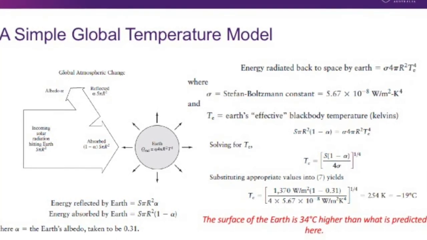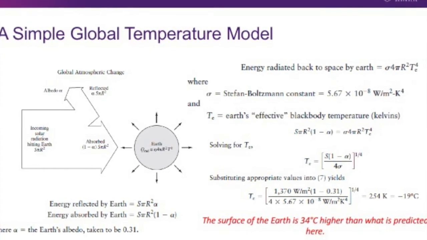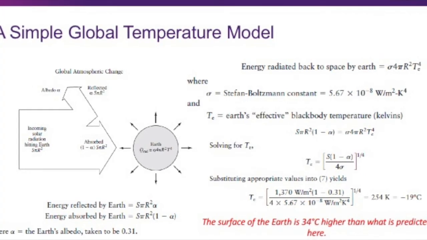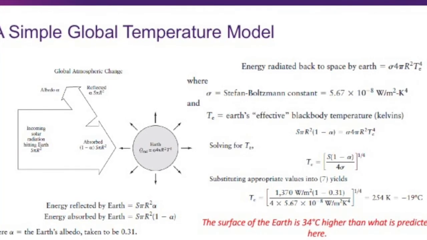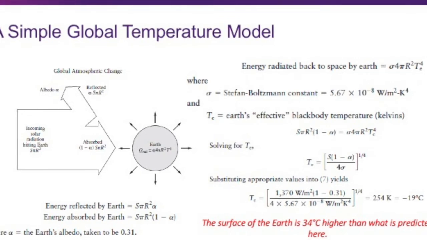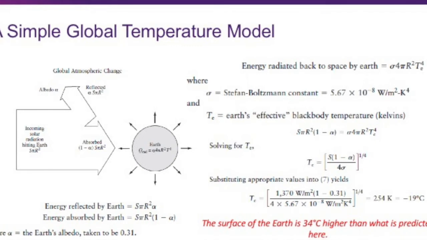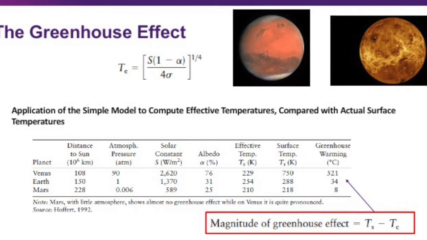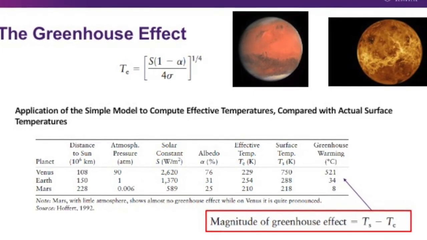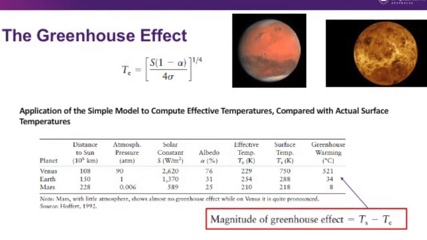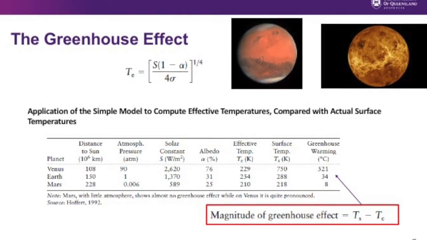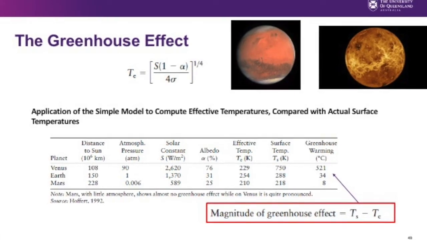Since the actual temperature of the Earth is 288 K and its effective temperature is 254 Kelvin, we can say that the greenhouse gas effect adds 34 degrees of warming to the surface of the Earth. Okay? So based on this, we can have a comparison of the actual surface temperatures with the effective temperatures. And here we have a table where we compare the temperatures of Venus, Earth, and Mars.